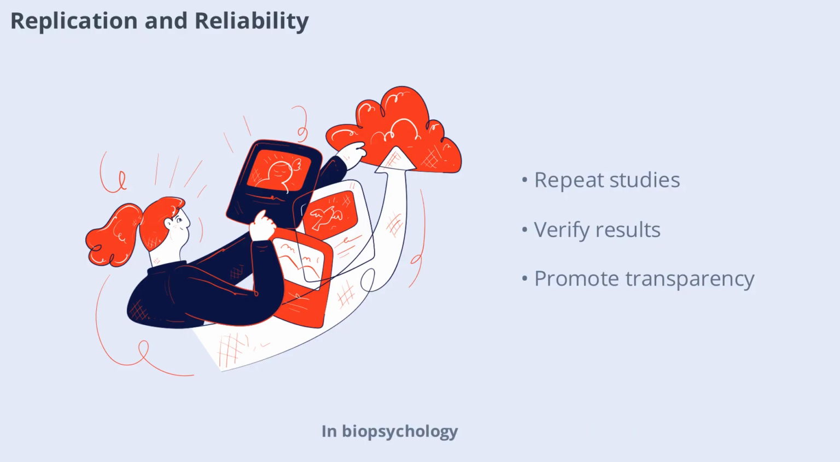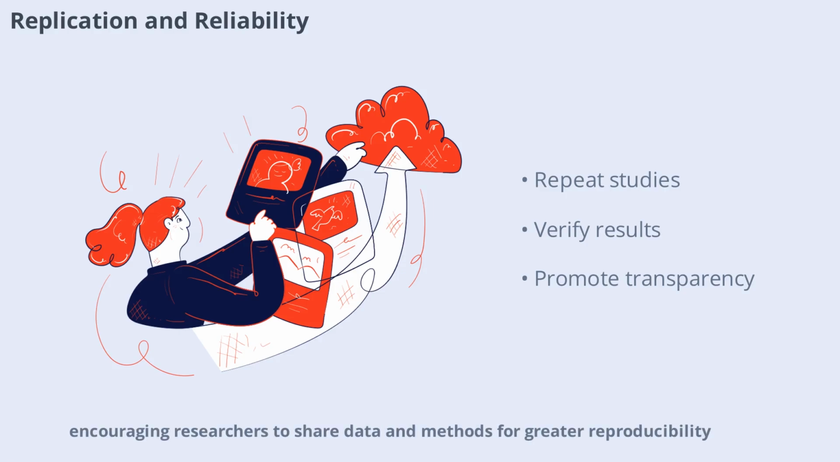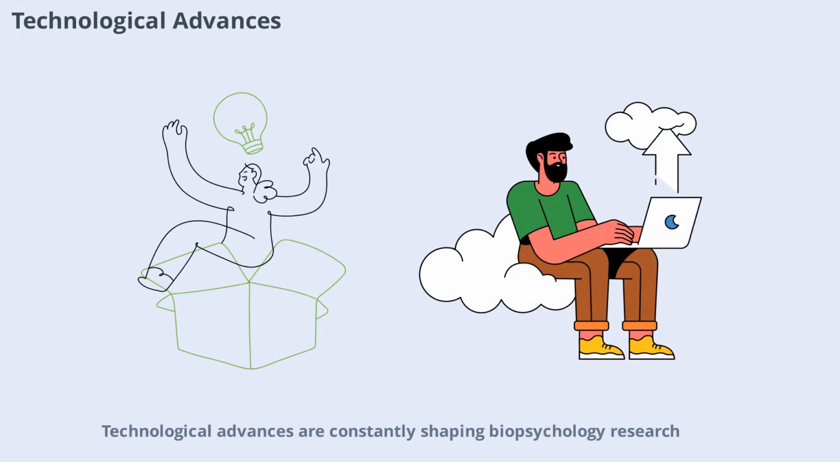Replication is the process of repeating studies to verify results. In biopsychology, replication ensures that findings are reliable and not just due to chance. Reliable research builds a strong foundation for scientific knowledge and helps avoid false conclusions. The field is increasingly focused on transparency and open science practices, encouraging researchers to share data and methods for greater reproducibility.